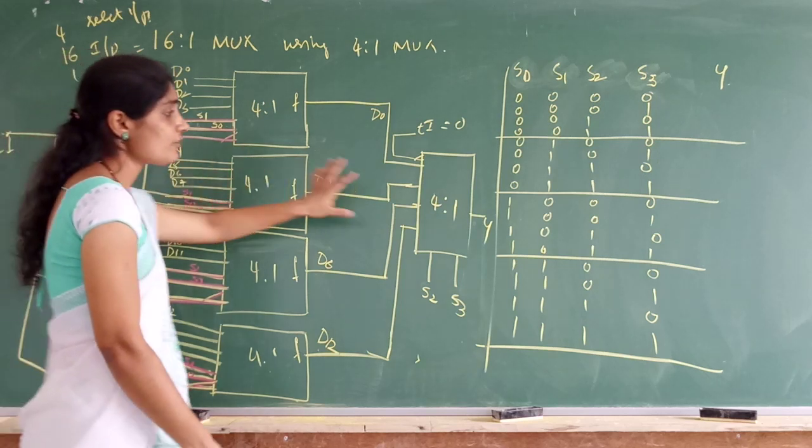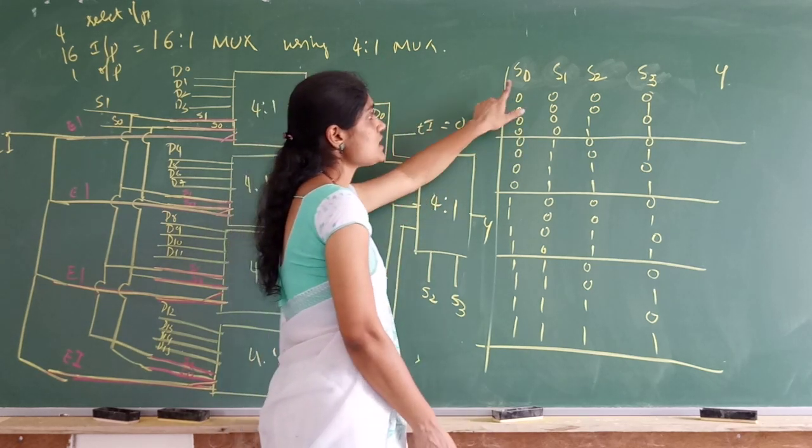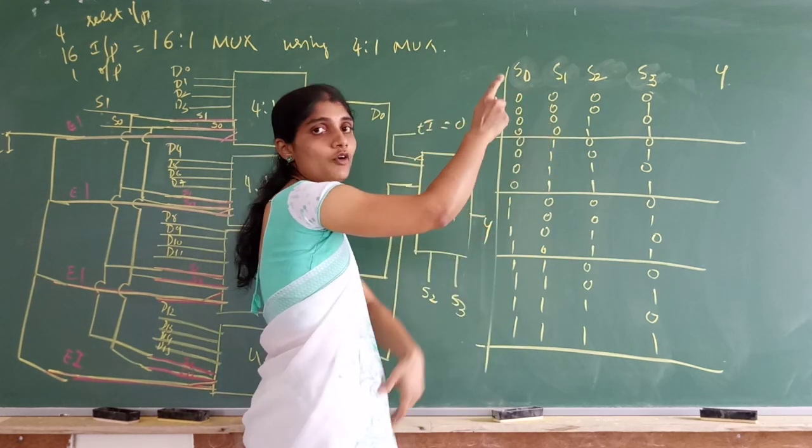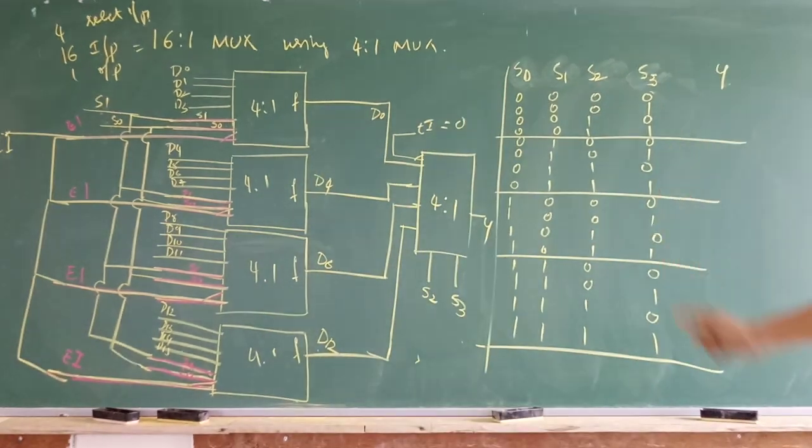Look at this. I have to explain the working. I have written the truth table here. Now 16 inputs. Four select inputs I have: S0, S1, S2, S3. Y is the output. Can you see the truth table, whatever I have written? Yes.